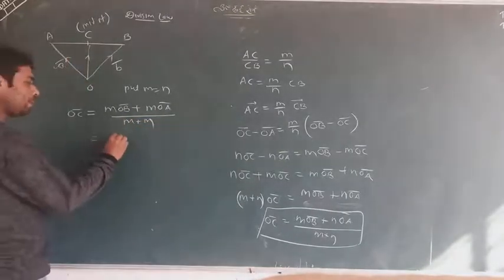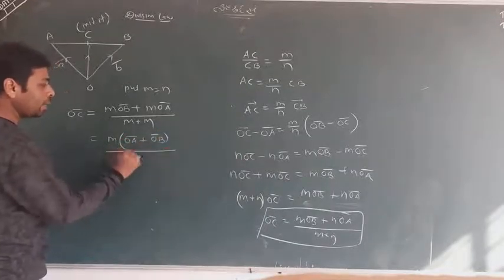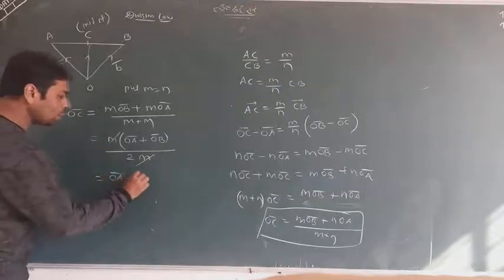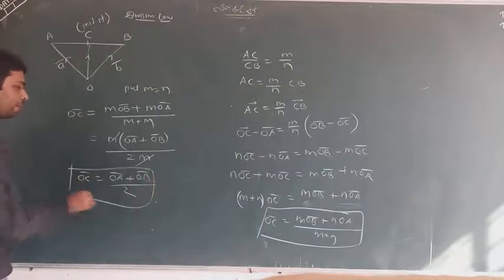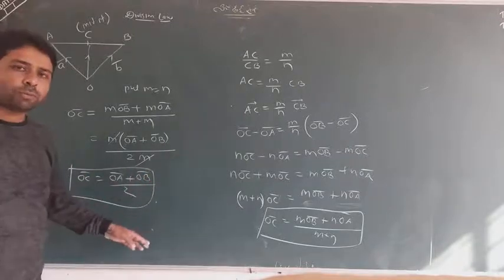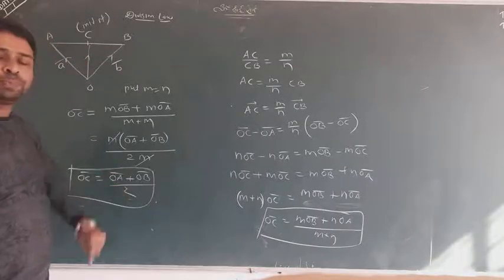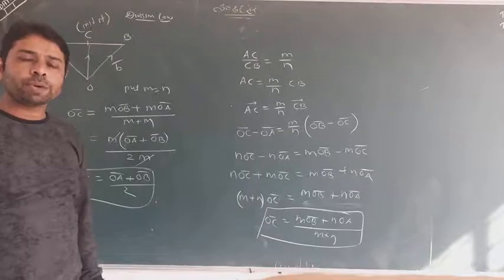So M common, we have OA plus OB upon M plus N, which is 2M. So M and N cancel. You have a very simple formula, and it is very useful. Can you read the formula? OC equal to OA plus OB upon 2. This is very simple. I don't think it's a trouble.